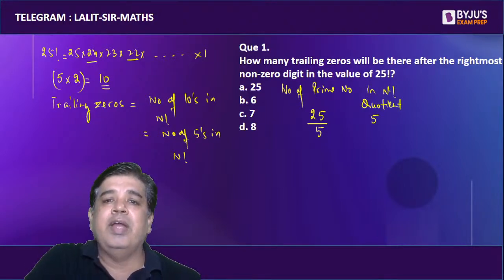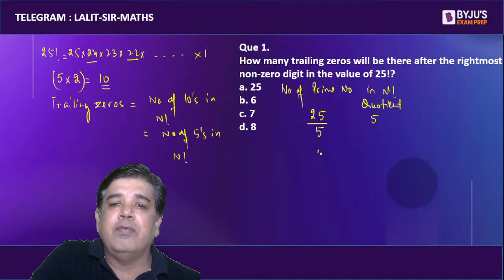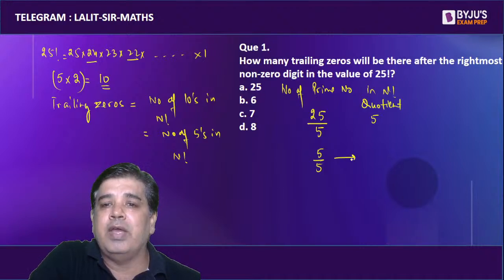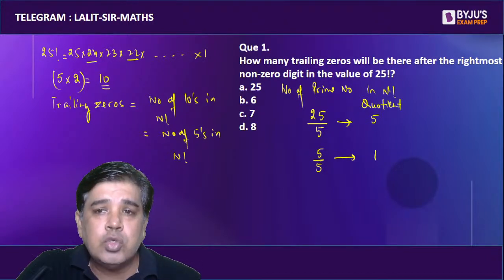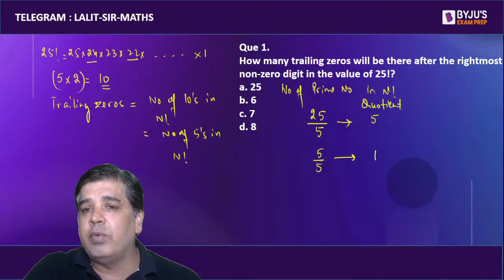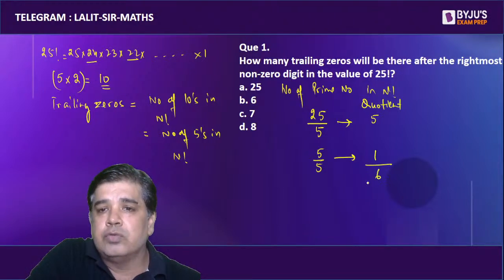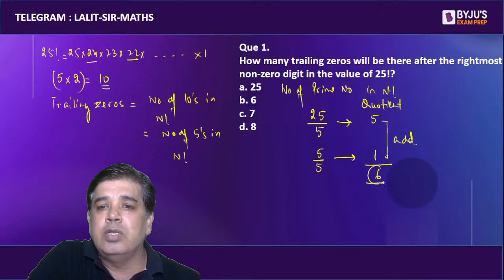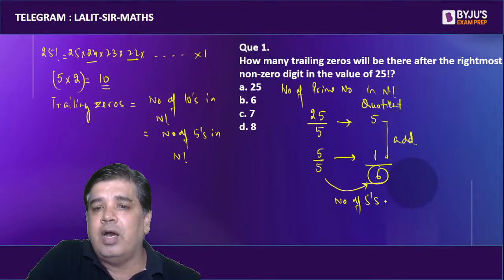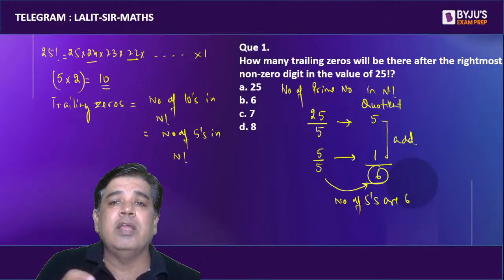So 25 divided by 5 gives quotient 5. Now divide this quotient 5 again by 5, the next quotient will be 1. Now, student, 1 is smaller than 5, we cannot divide 1 again by 5, so we will stop here and add all the quotients. 5 plus 1 adds up to 6. So the number of 5s is 6, means the highest power of 5 will be 6 in 25 factorial.